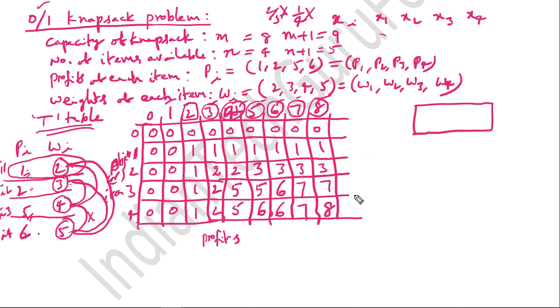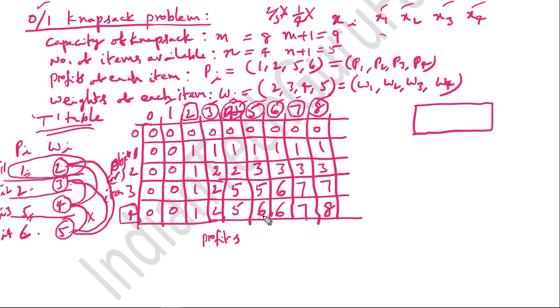Based on the T table, what we need to find? Based on the T table, we need to find the x1, x2, x3, x4 values, which determine whether the item is completely inserted into the knapsack or not inserted into the knapsack. So for that purpose, let us first consider row number 4. Row number 4 represents the fourth item.